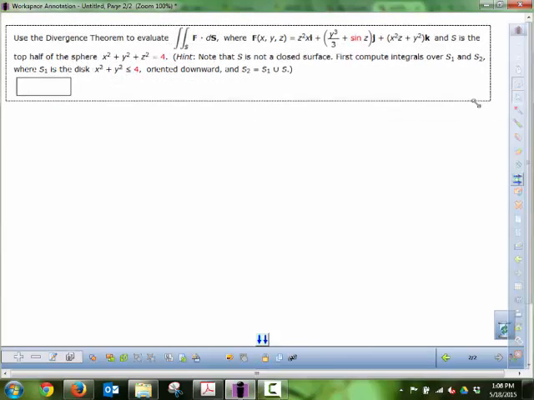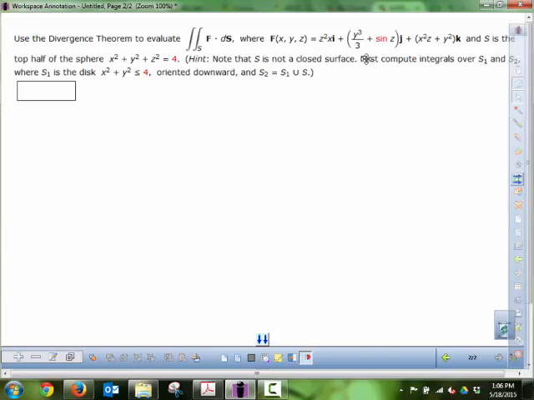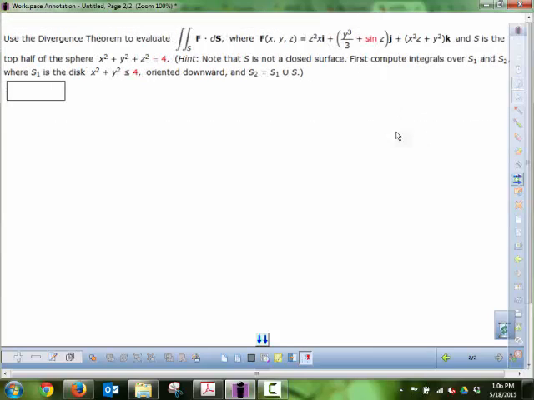So it's asking us to use Gauss's theorem. Use Gauss's theorem to find this flux integral, where this is your given field, and S is the top half of the hemisphere, top half of the sphere. Looks like it has radius 2. Note that S is not a closed surface. First compute the integrals S1 and S2, where S1 is a disk oriented downward.